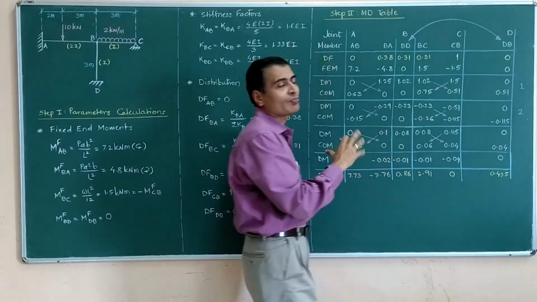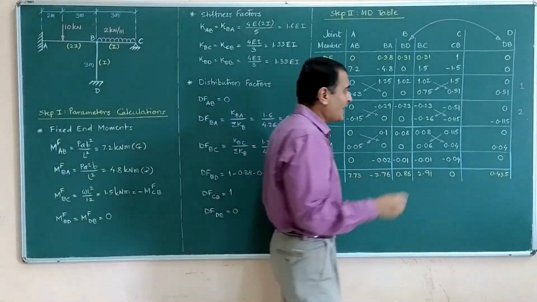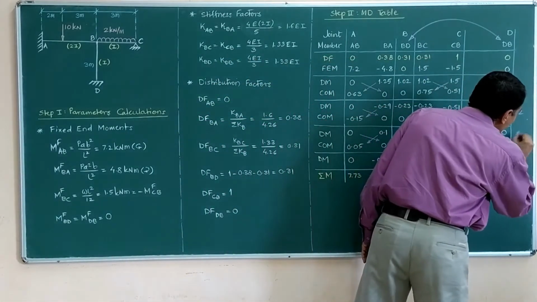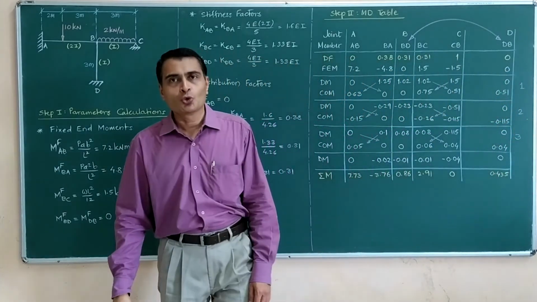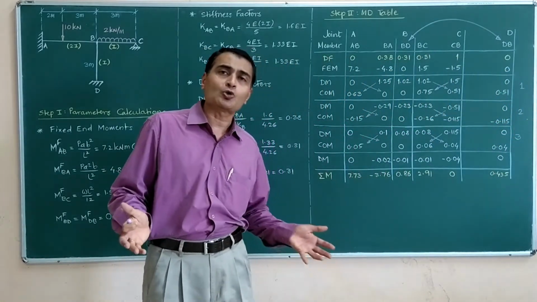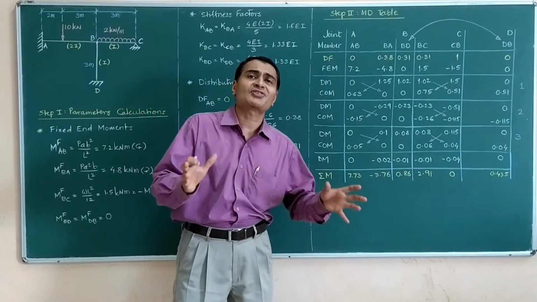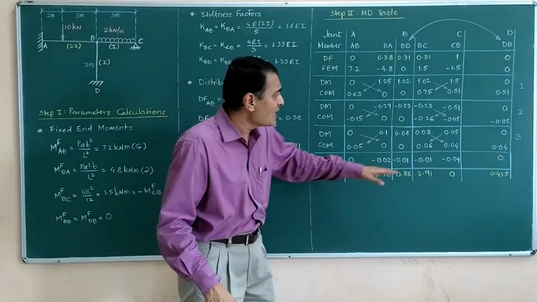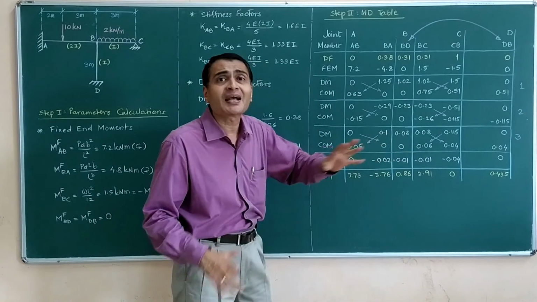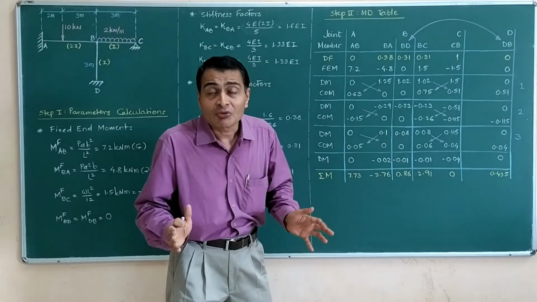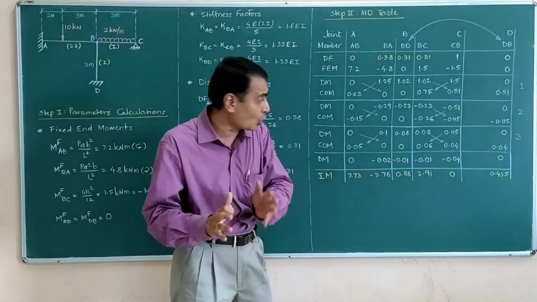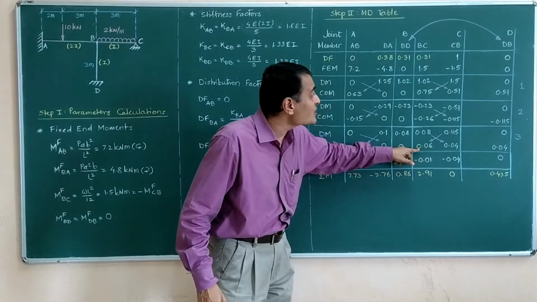So only take care of BD, DB. I have done 3 iteration cycles. Usually, as I commented earlier also, we go for 3 cycles. So I have done 3 cycles. I will again distribute this moment and cross check whether I am getting a balanced joint or not. So 0.06.